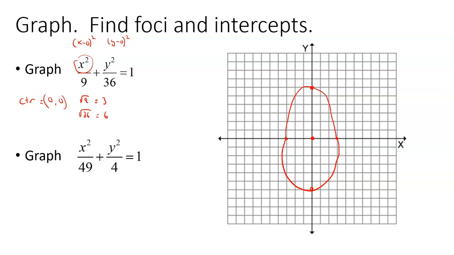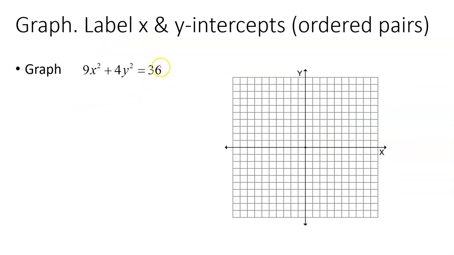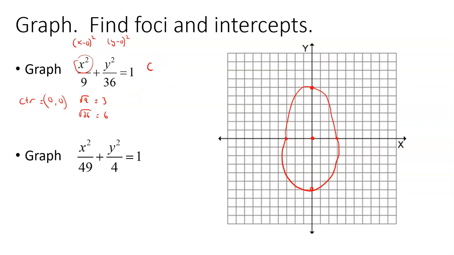Where are the foci? Well, for the foci, it says that c squared is the difference of a squared and b squared. So a squared and b squared are the two numbers in the bottom. So c squared equals 36 minus 9. 36 minus 9 is 27. So c equals plus or minus the square root of 27. I can simplify that by writing it as 3 square root of 3. So from the center, I'm going to go 3 square root of 3 units up. I'm going to go 3 square root of 3 units down.